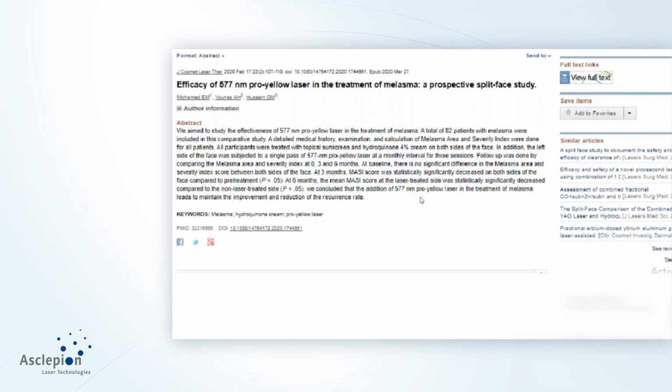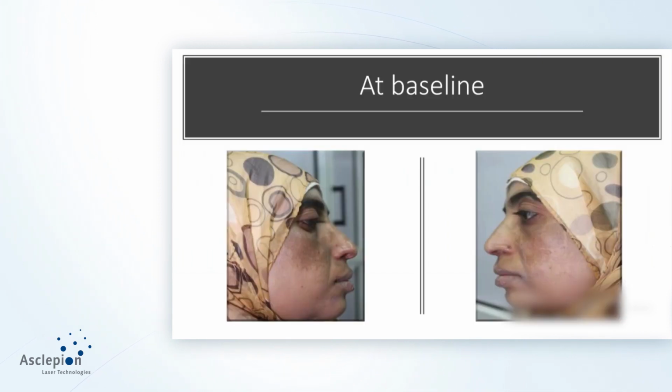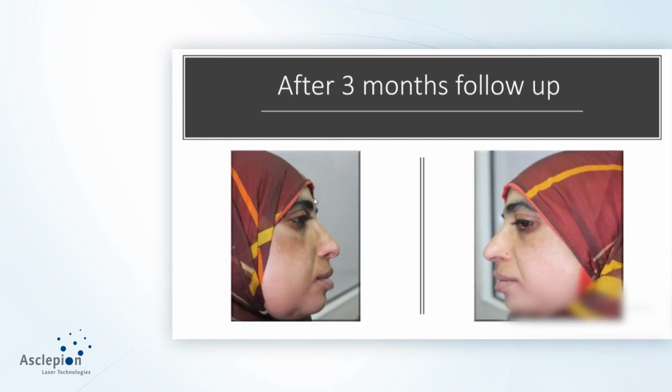addition of the 577 nanometer pro yellow laser in the treatment of melasma leads to maintained improvement and reduced recurrence rate. This is our aim in melasma. When we use QuadroStarPRO in melasma, we use it to maintain improvement and to minimize recurrence. Like this case, recurrence occurred in the non-laser treated site and minimal recurrence in the laser treated site.